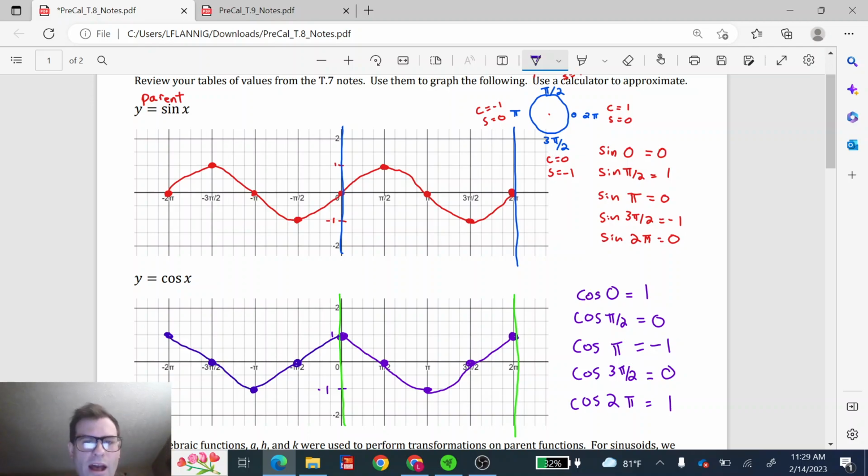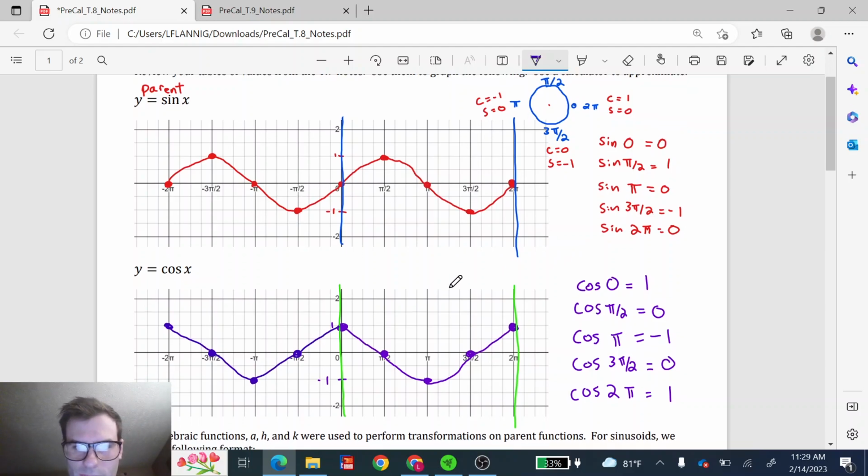And that is what the cosine function looks like. You can see that it's a little bit different because it starts at 0, 1 and not 0, 0. So it starts at its peak while the sine function starts in the middle. So those are the basic forms, the basic parent functions of both the sine and the cosine.